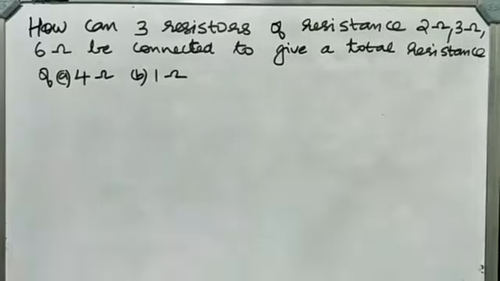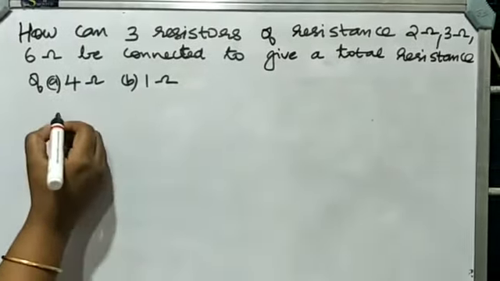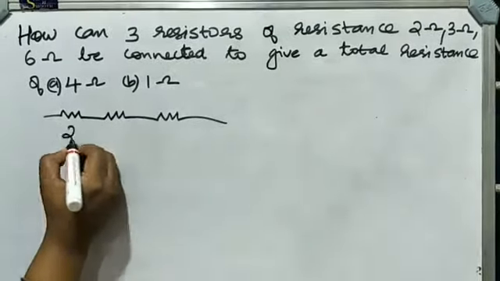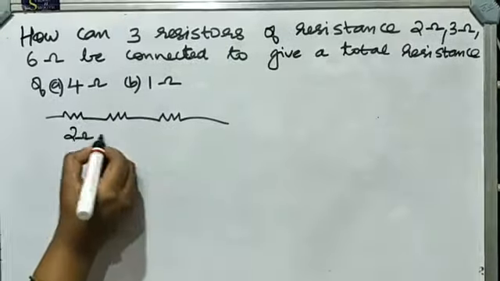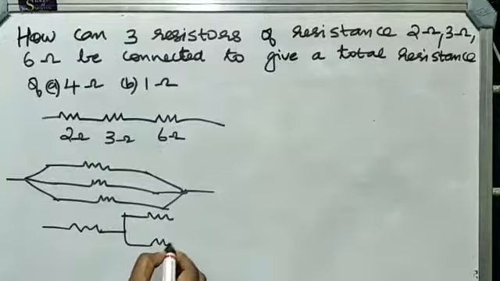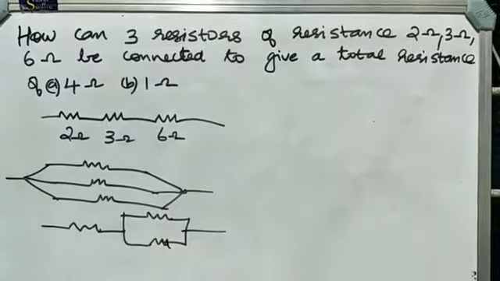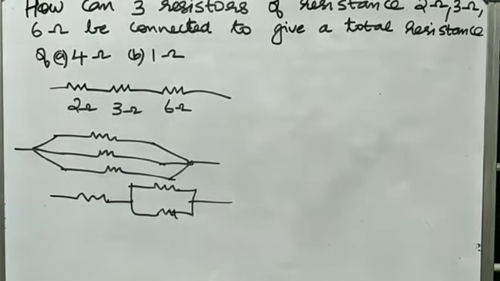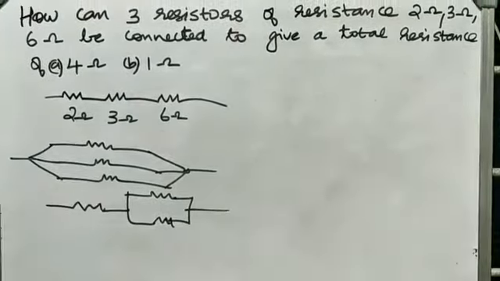So we can see what can be the combination of resistors we can do. Either we can connect 3 resistors in series, right? 2 ohm, 3 ohm, 6 ohm can be connected in series. Or we can connect all 3 in parallel. Or else you can connect 1 in series to the parallel combination of the other two. Likewise it can be. Okay, so first of all we can see in which manner we will get the resistance of 4 ohm and 1 ohm.